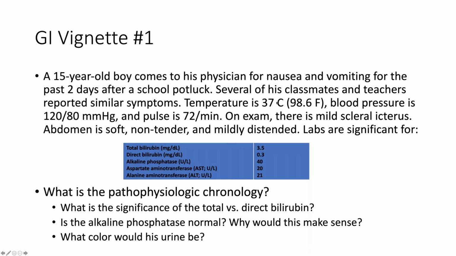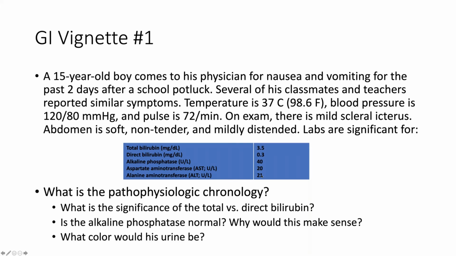Temperature is 37. Blood pressure is 120/80, and pulse is 72. On exam, there is mild scleral icterus. Abdomen is soft, non-tender, and mildly distended. Labs are significant for T-bili 3.5, direct bili 0.3, alkaline phosphatase 40, AST 20, ALT 21.